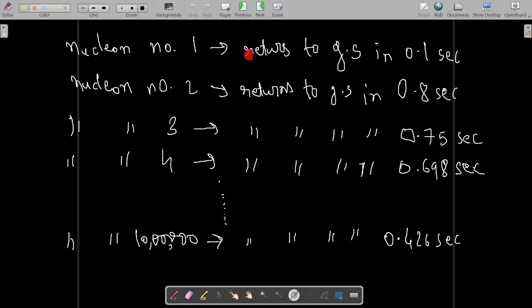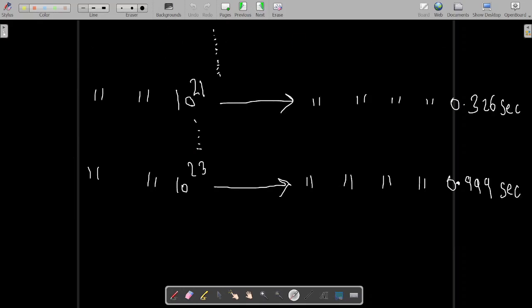Nucleon number 1 has different behavior, nucleon number 2 has different behavior, number 3 has different behavior, number 4 has different behavior, number 5 will have different, 6 will have different, 10 lakh will have different. Then 1 crore will have different, 10 crore, then 1 trillion, then 10 to the power 21 it will have different behavior. Then nucleon number 10 to the power 23 will have different behavior. So the list goes on like this.